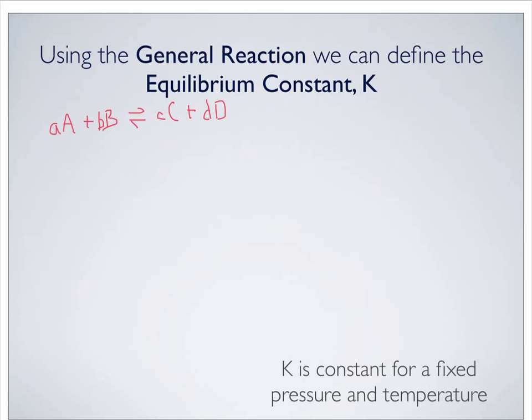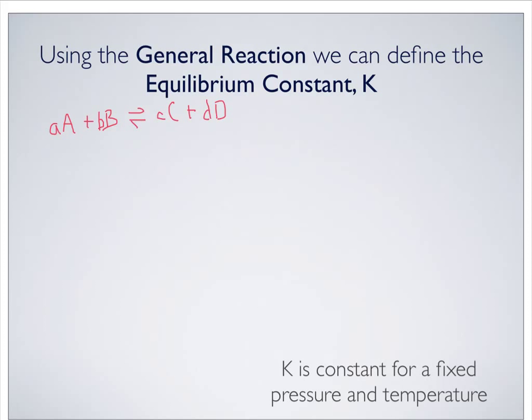So now we're going to take that general reaction, which I've just rewritten here to try and simplify things. We're going to use it to develop what's known as the equilibrium constant. Now, by definition, at equilibrium, the product of the concentrations of the reaction products, each of which is raised to the power of its stoichiometric coefficient, is going to be divided by the product of the concentration of the reactants. And again, that's raised to the power of their stoichiometric coefficients.